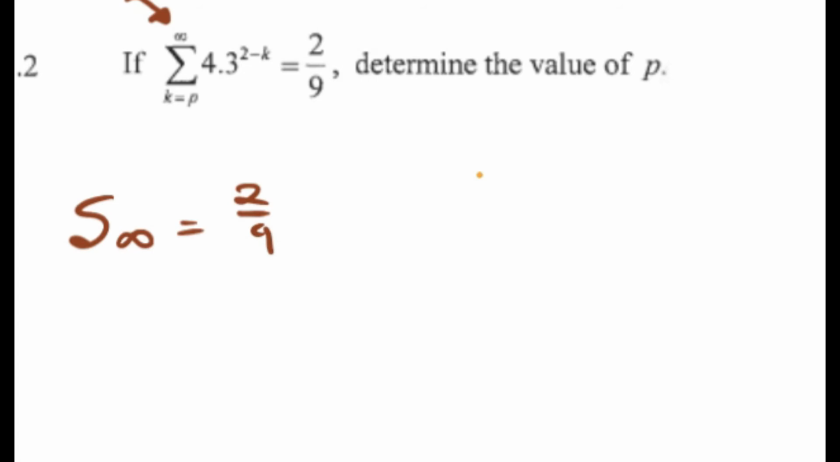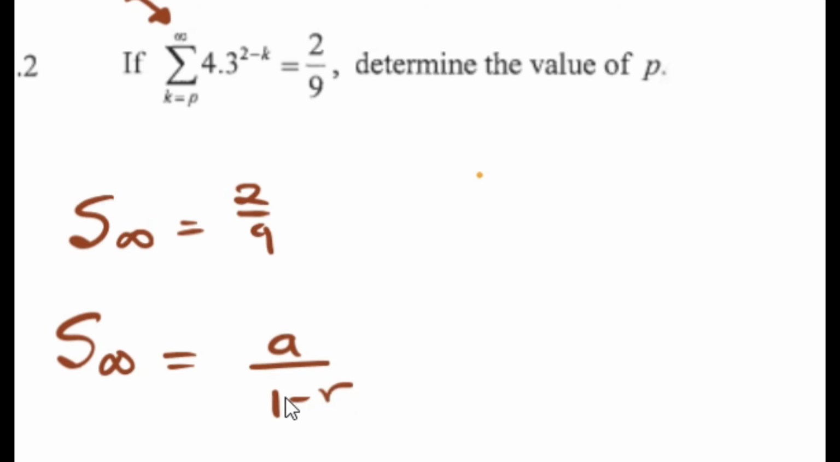Now they are asking us to find the value for p. Now the formula for sum to infinity is a over 1 minus r. Now we have the sum to infinity part, which is 2 over 9, and we need to figure out what the a part and what the r part is.